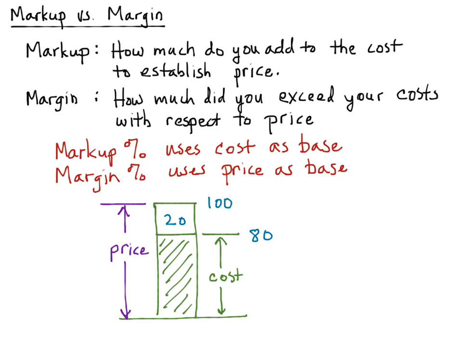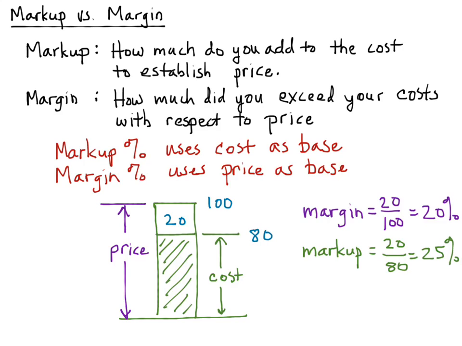And so if our cost is 80 and the price is 100, the markup and the margin are the same dollar-wise, right? It's 20. But just like at the very beginning when we used a different base, here we have a margin of 20% because we use the price as the base, and for the markup we use the cost as the base, and so we get to 25%. So even though dollar-wise it's $20, the markup rate is 25%, and the margin rate is 20%.